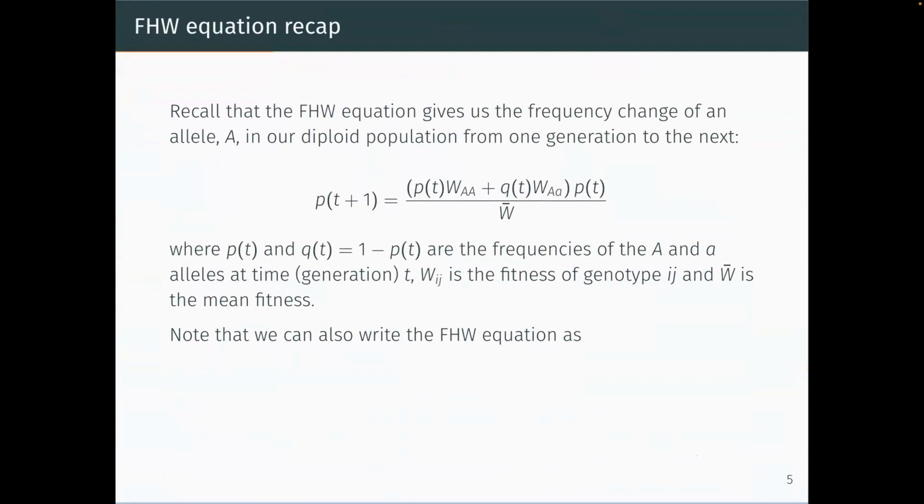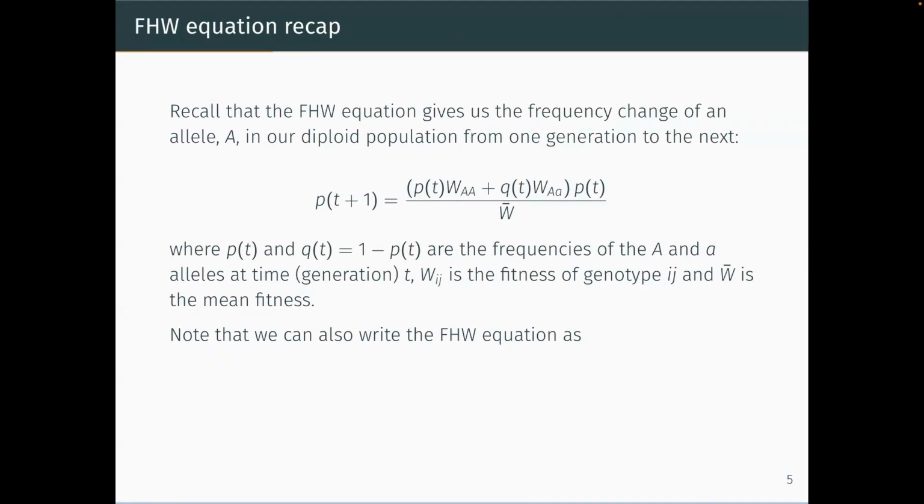So recall the Fisher-Haldane-Wright equation from last lecture, and this tells us about the change from one generation to the next of the frequency of a particular allele. It was written in this form here, which I won't read out, but it's on the slide. Recall that p is the frequency of our big A allele here, Wij is the fitness of the genotype with alleles i and j, and W bar is the mean fitness of the population.